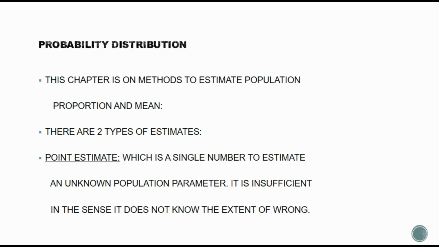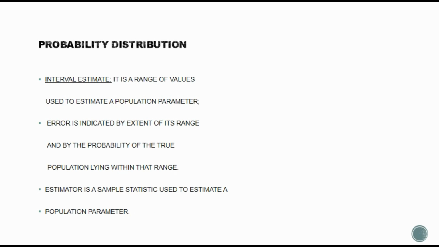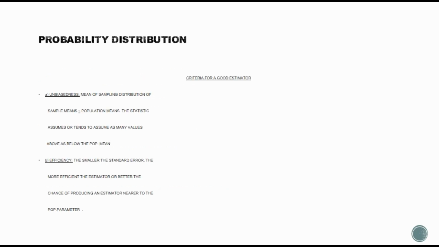Probability distribution. This chapter is on methods of estimating a population. There are two types of estimate: point estimate, which is a single number used to estimate an unknown population parameter. It is insufficient in the sense that it does not tell the extent of error. Interval estimate is a range of values used to estimate a population parameter. Error is indicated by the extent of its range and by the probability of the true population parameter lying within that range. An estimator is a sample statistic used to estimate a population parameter.